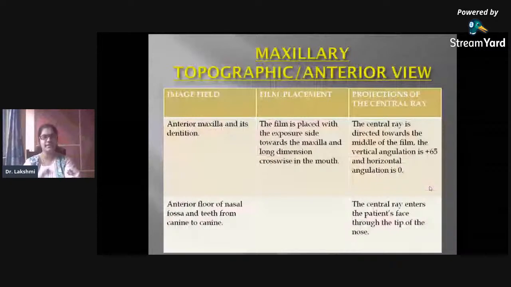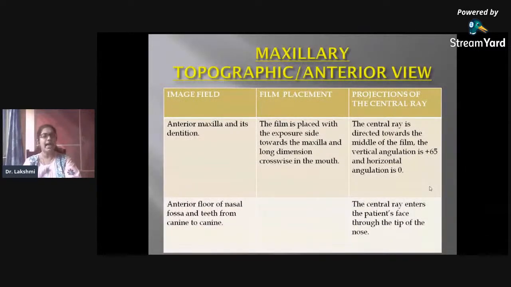Now coming to the maxillary topographic or anterior view, you can learn all this under 3 headings. For your simplicity to learn, I have prepared a tabular form so that it is easier to remember also. So here the image field will be what? The anterior maxilla and its dentition are seen: the anterior floor of the nasal fossa and teeth from canine to canine. So first, understand that in an anterior view, what you are going to see is the image field. Then how do you place the film? Film placement: the film is placed with the exposure side towards the maxilla and long dimension crosswise in the mouth.